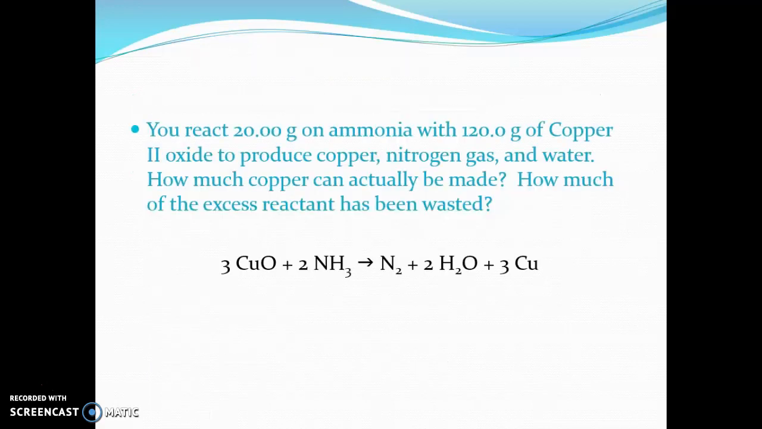So, given this problem, 20 grams of ammonia, 120 grams of copper oxide, how much copper can I make? How much of the reactant in excess got actually wasted? So in this case, I'm given quantities of both of the reactants, and I've got to figure out something about the copper product. Okay, just because I'm starting with 20 grams of ammonia and more, 120 grams of copper(II) oxide, doesn't mean that ammonia is the limiting reactant. You've got to figure it out because you've got molar masses to deal with and you've got the mole ratio to deal with. 3 versus 2 moles of copper oxide compared to ammonia.